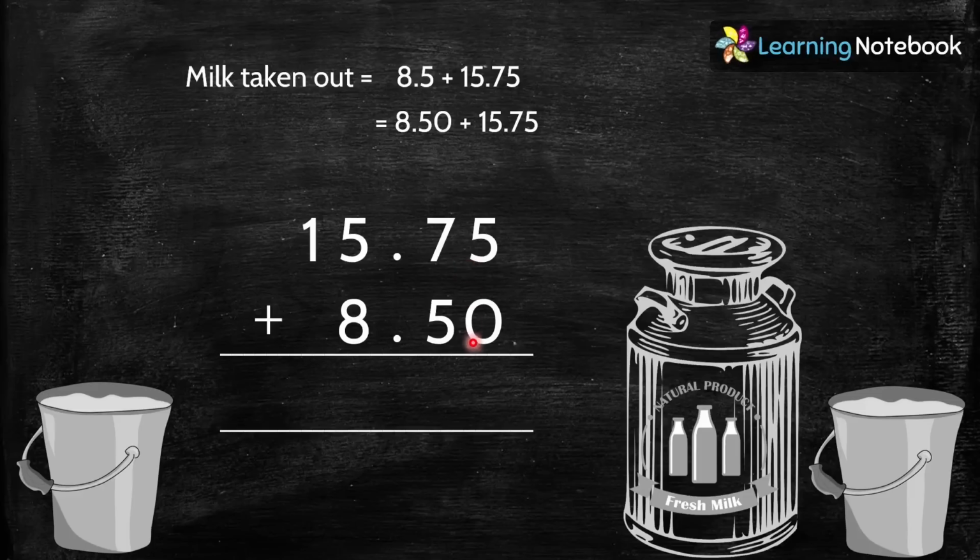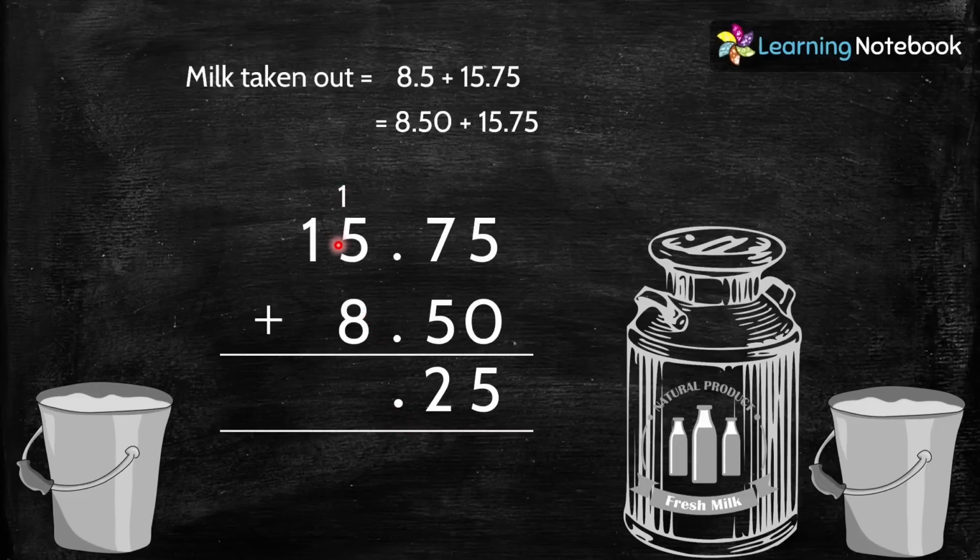So 5 plus 0 equals 5. 7 plus 5 equals 12. 1 gets carried over and 2 comes in the answer. Then we will put a decimal point. Now let's add the whole number part.